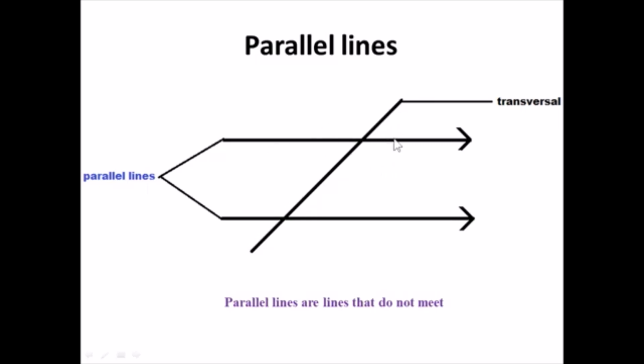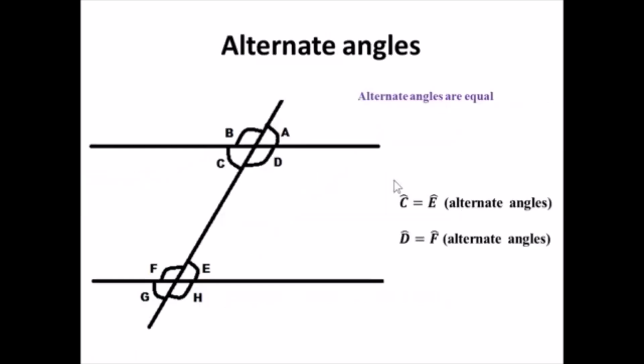Those are the things we are going to be talking about under parallel lines. So don't forget, we have parallel lines and the line that cuts across them is the line of transversal, so different angles are formed. In the next slide, we'll be talking about those angles. The first angle formed when a line of transversal cuts across parallel lines is the alternate angle.